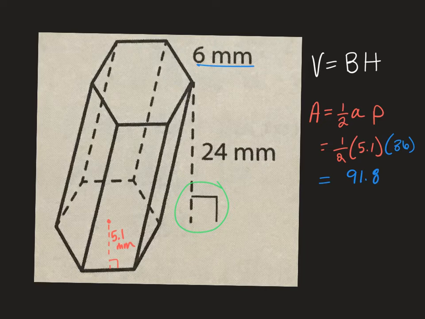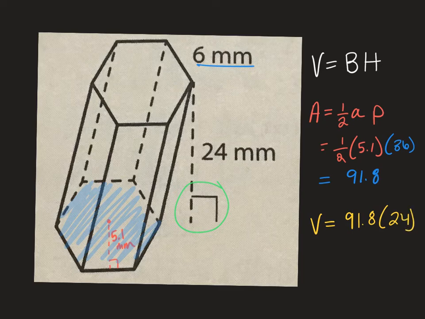So that gave us this area here, right, of one of the bases. You only need it for one. You don't have to multiply it by 2, just the area of the base. And then we're going to multiply it by the height of the prism. So volume is 91.8 times 24. And that's going to give us 2,203.2 millimeters cubed would be our units for that.